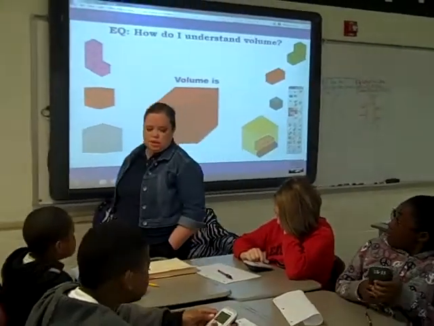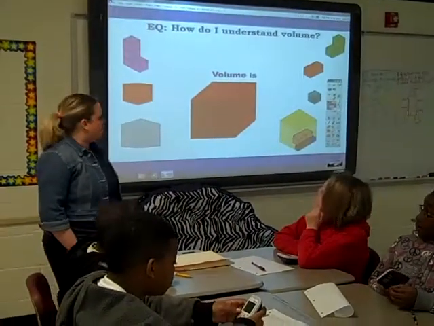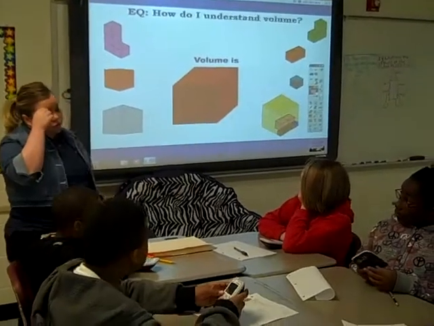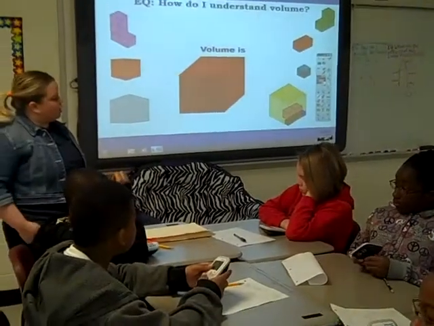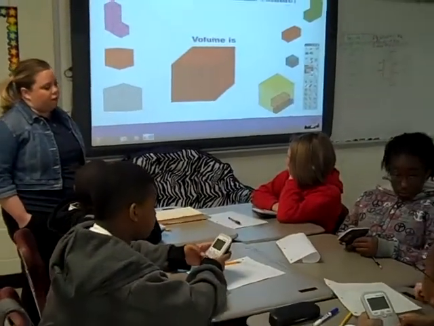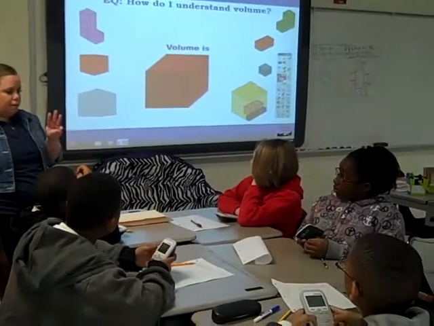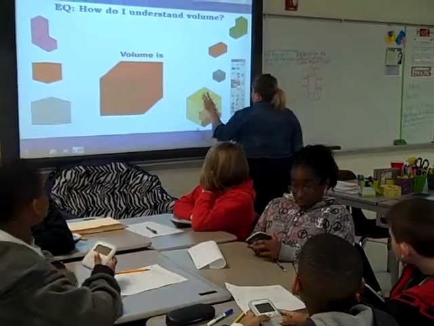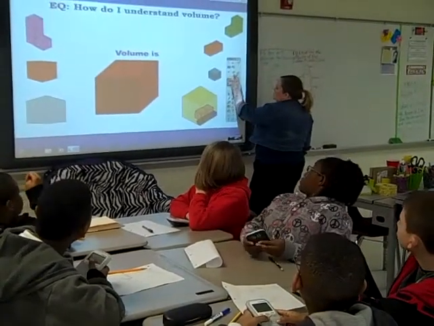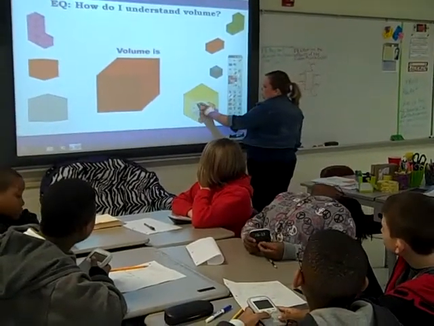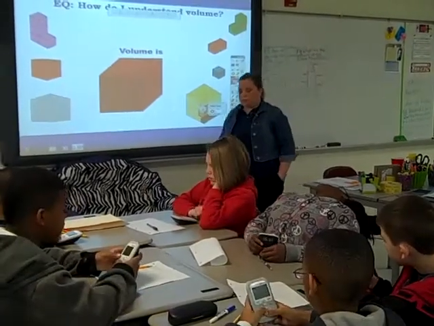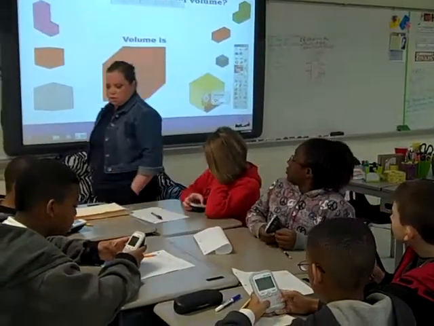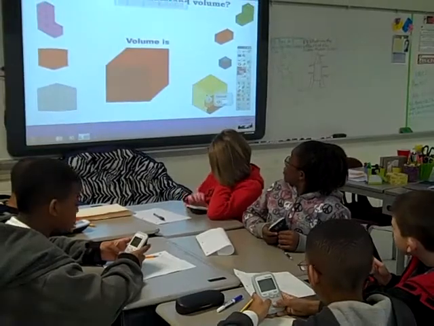So our essential question is, how do I understand volume? First, I want to know what you think you know about volume first. So turn your actives on, and you're going to text me what you think volume is. 3 words that you know about volume. You can use the pictures on the board to help you remember, because you should have heard this before. Make sure you type your last name first.